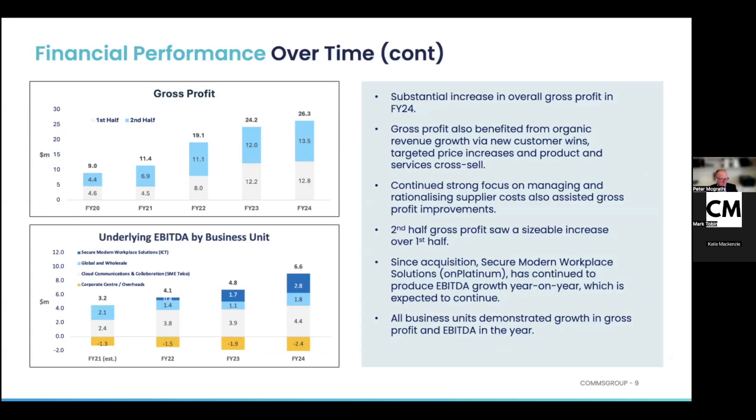In terms of our gross profit and our underlying EBITDA, you can see the trends there. Once again, good, strong, consistent growth over time. We continue to focus on managing and rationalizing supplier costs. We've continued to see good, strong growth, particularly in our secure modern workplace solutions in the EBITDA area, but you'll see that across the board. And all business units demonstrated a growth in gross profit and EBITDA within the year.